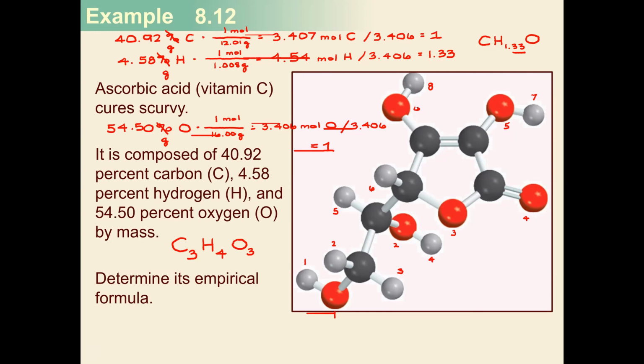So if I were to ask you for the empirical formula, which is what the question asked for, my C3H4O3 is a correct answer. However, if I were to ask for my molecular formula, we would have to find the ratio that we must multiply by, which you can see is 2. So then my molecular formula will be C6H8O3.